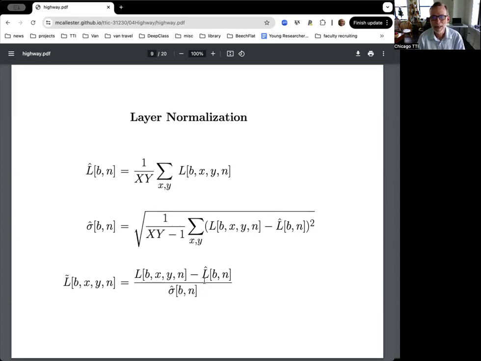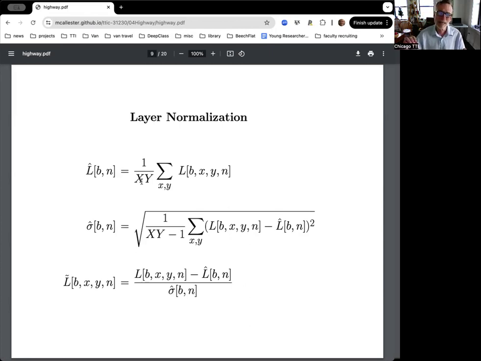Many modern networks, including modern transformers, do not use batch normalization. Instead, they use just layer normalization. So here, we do not average over the batch at all. We only average over the position. If we have a repeated neuron, a neuron that's being used repeatedly at different XY positions, we're only going to average over the positions, not the batch.